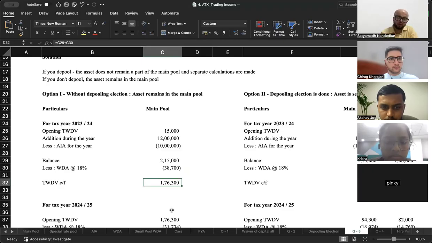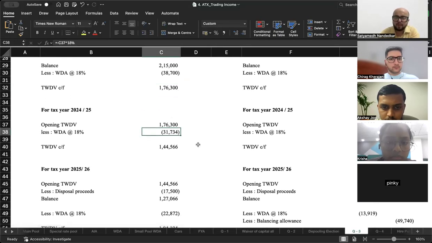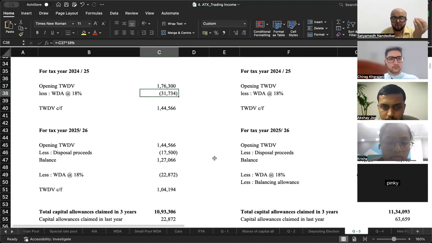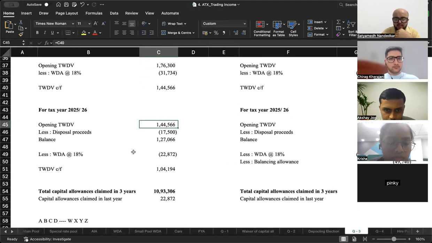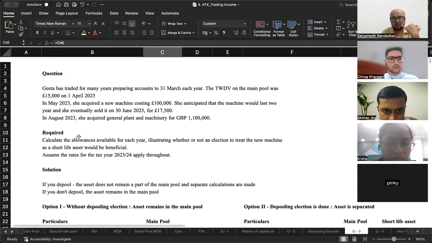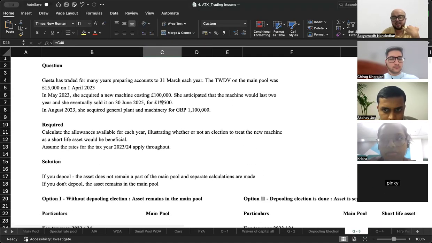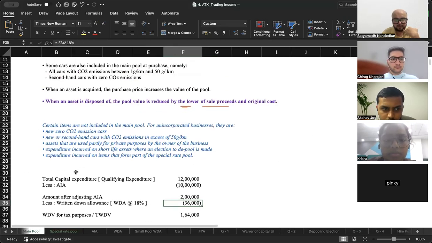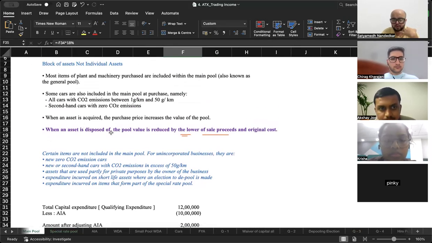You carry it forward to 24-25, you claim 31,734 WDA at 18%, you are left with 144,566. ठीक है. Carry forward 144,566 to next year. अब in the year 25-26 you are selling the asset for 17,500. What should be subtracted, by the way? When an asset is disposed of, the pool value is reduced by the lower of sale proceeds and original cost.